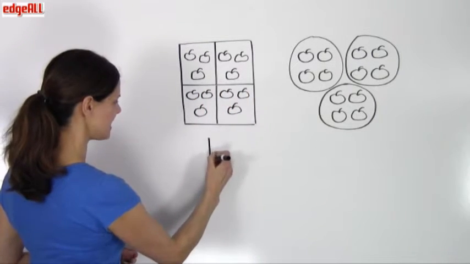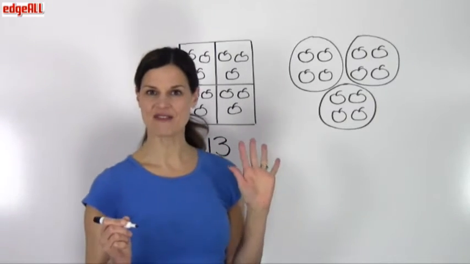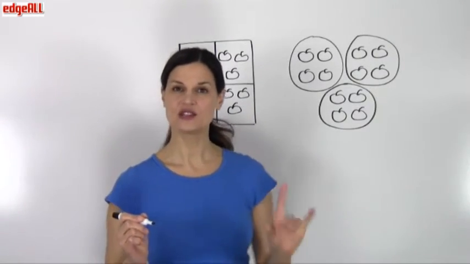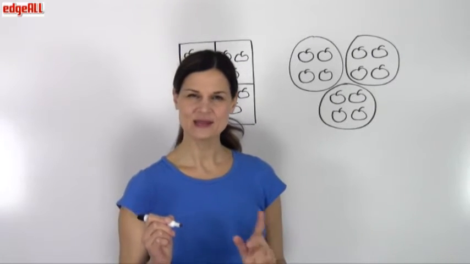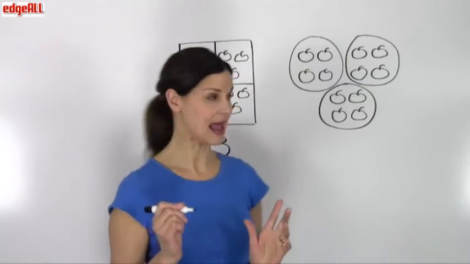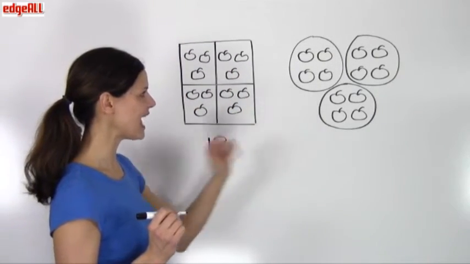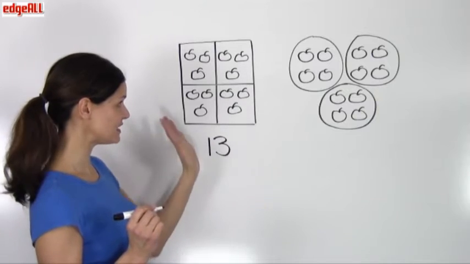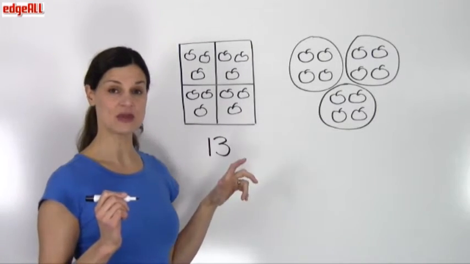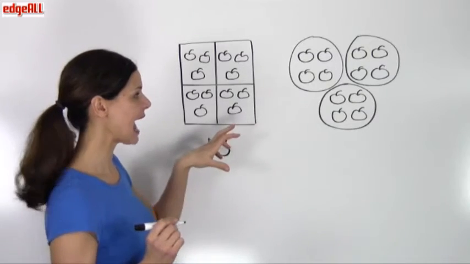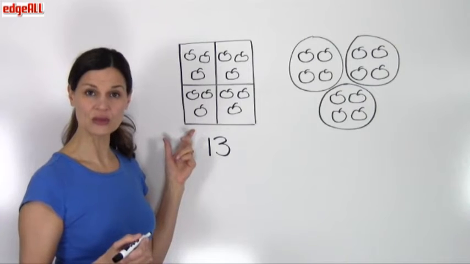So if instead of 12 in my total, I have 13 apples, I now have one more apple to work with. So let's try to decide where that apple would go. If I try to put the apple in any of these groups, there's no way for me to distribute all 13 apples evenly into, say for example, 4 groups.